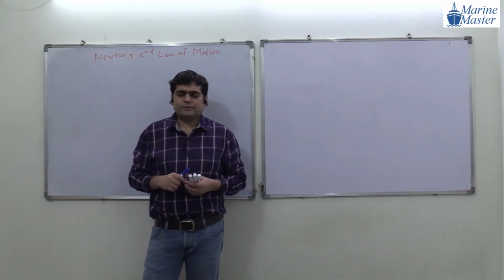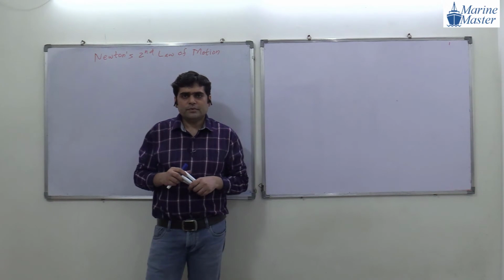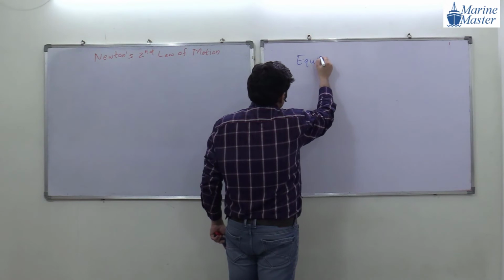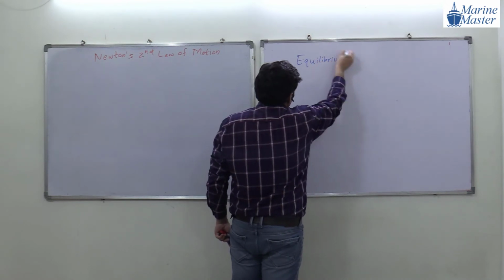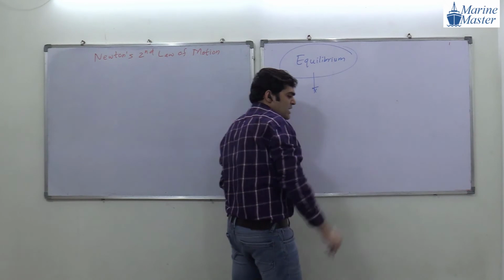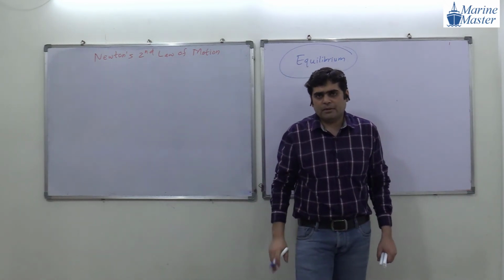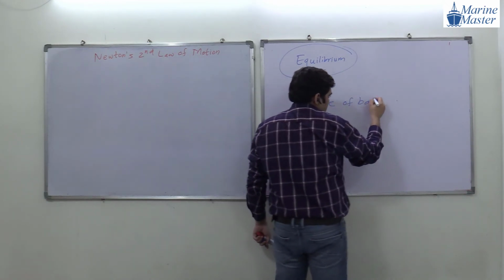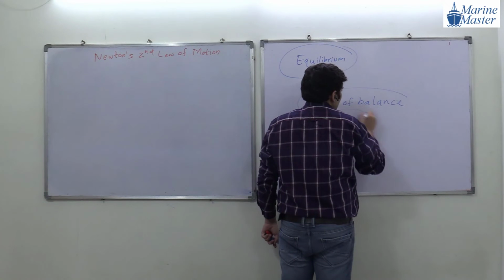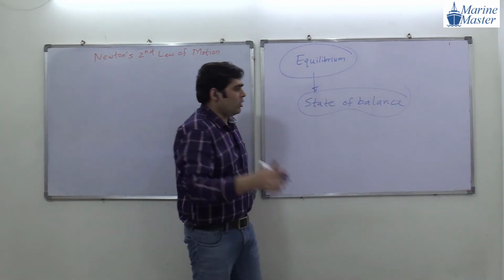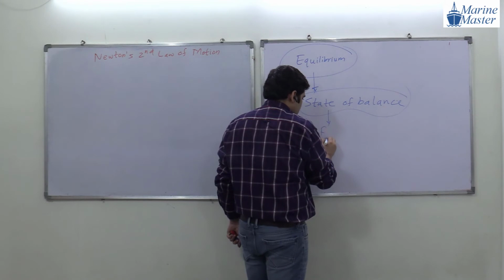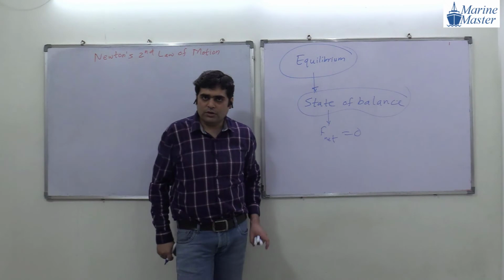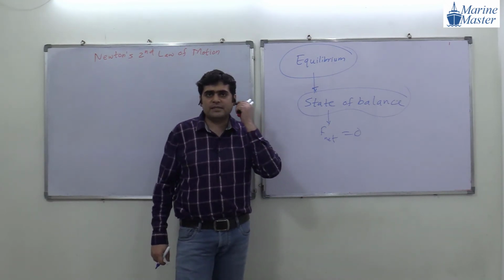So guys, see, earlier we studied equilibrium. Equilibrium means what, guys? State of balance. And when will there be a state of balance? When the net force on the object is 0, or the net resultant force will be 0. Net force on the object. Try to see the point here.